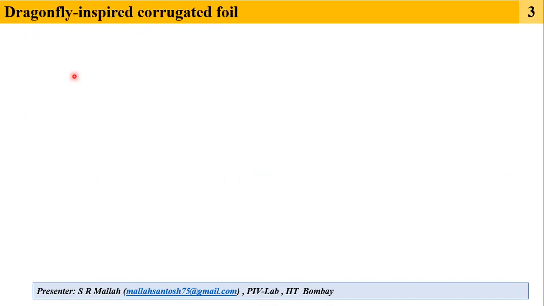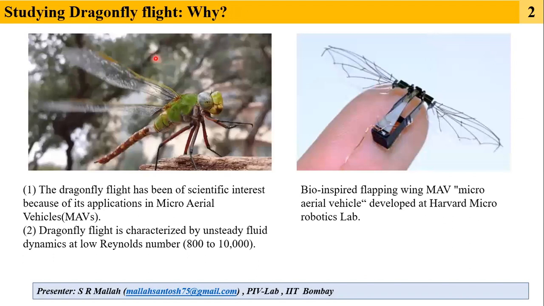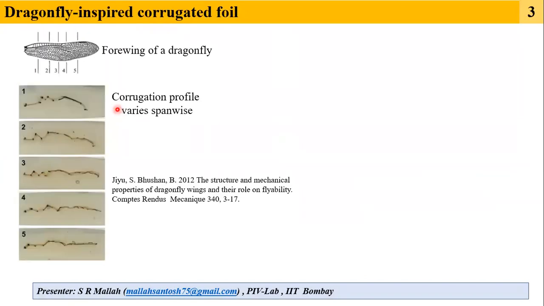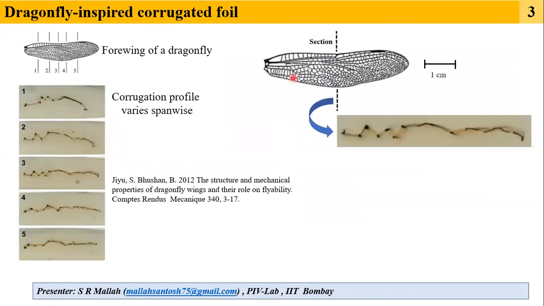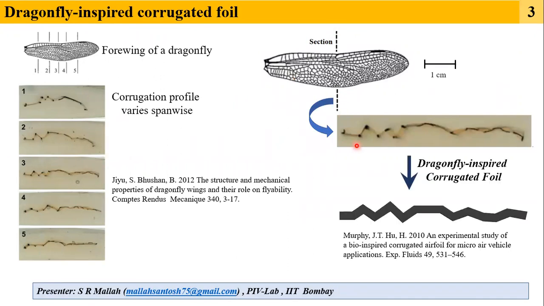Let's briefly look at the forewing of a dragonfly. This is the forewing of a dragonfly, and this is the hindwing of a dragonfly. If you take a cross section of a dragonfly wing, the cross section profile is corrugated, and the corrugation profile varies in the spanwise direction. So we have taken a midsection of a dragonfly wing, which is this, and this can be modeled into this kind of a foil, which is called a dragonfly inspired corrugated foil.